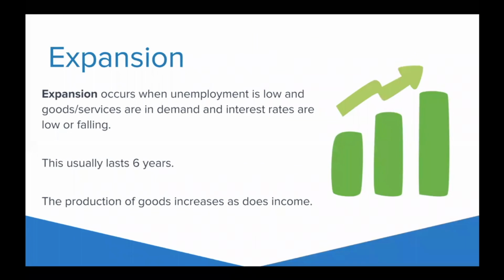Expansion occurs when employment is high and goods and services are in demand and interest rates are low or falling. This usually lasts 6 years. The production of goods increases, as does income. Unemployment is low since employment rises during expansion. When people have jobs, they earn money and have the stability to spend their money.